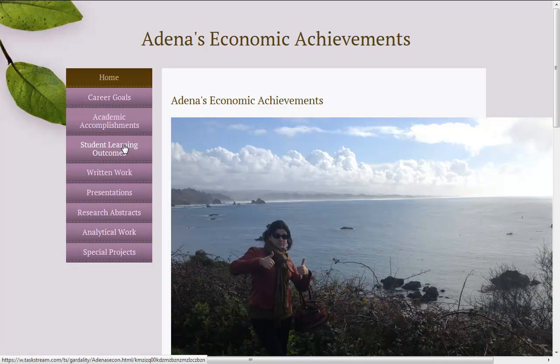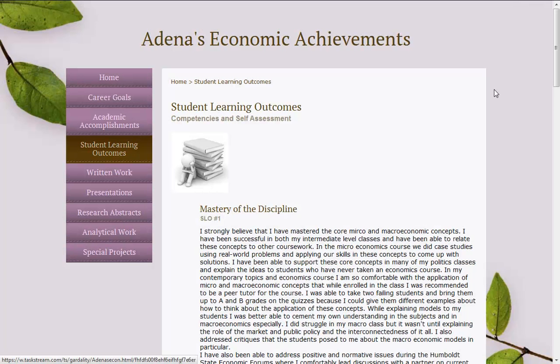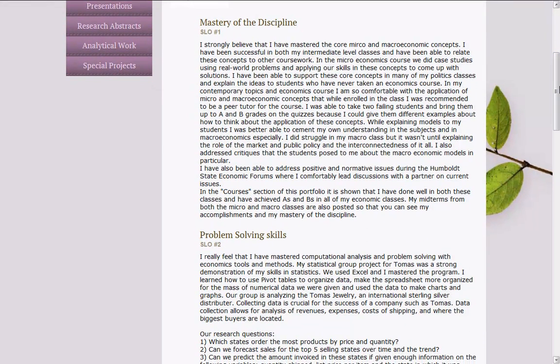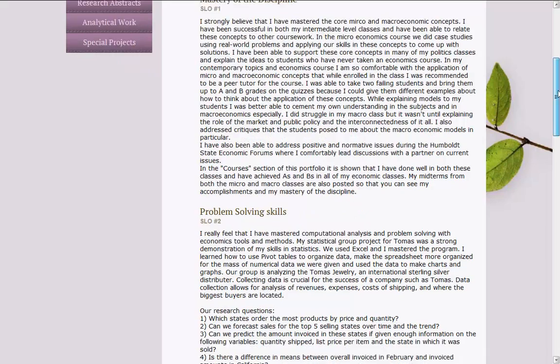You're going to take a look at our student learning outcomes, and the Department of Economics has identified 4 student learning outcomes that we expect all of our students to master by the time they graduate. The first, of course, is our mastery of the discipline, mastering our core micro and macroeconomic concepts and being able to apply them to the real world.